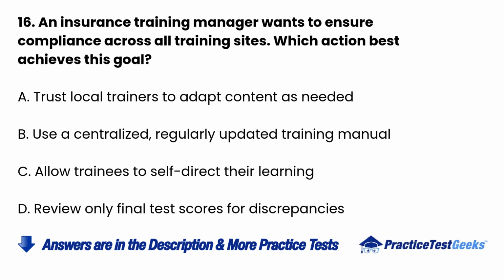16. An insurance training manager wants to ensure compliance across all training sites. Which action best achieves this goal? A. Trust local trainers to adapt content as needed. B. Use a centralized, regularly updated training manual. C. Allow trainees to self-direct their learning. D. Review only final test scores for discrepancies.